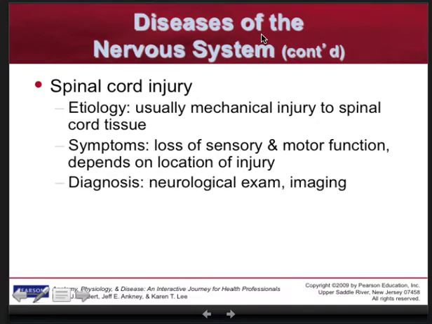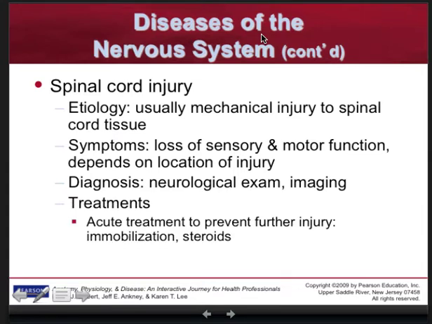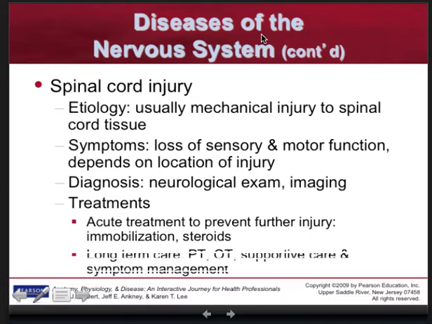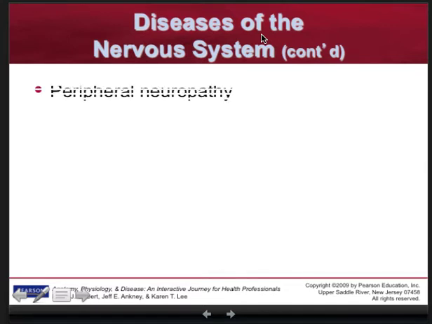The diagnosis involves a neurological exam along with imaging, and the treatments are preventing further injury through immobilization, and the use of steroids as an anti-inflammatory intervention. Long term care includes physical therapy, occupational therapy, supportive care, and management of the symptoms.